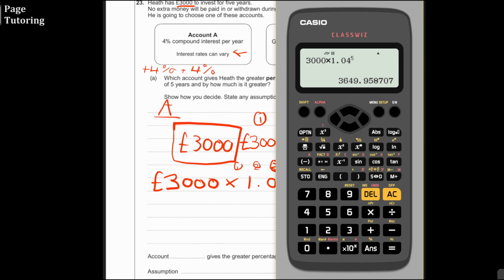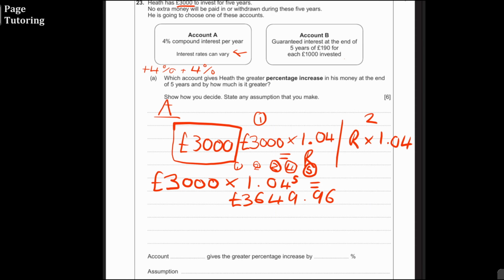3,649.9. And because we're doing it in pence, this is a monetary amount. It'll only go to the second decimal place. So we'll round. So 3,649 and 96 pence. So we know how much we've saved here. So now let's do account B.